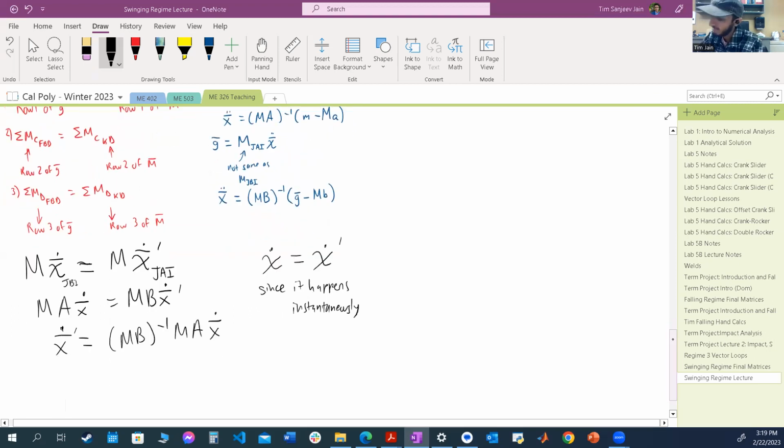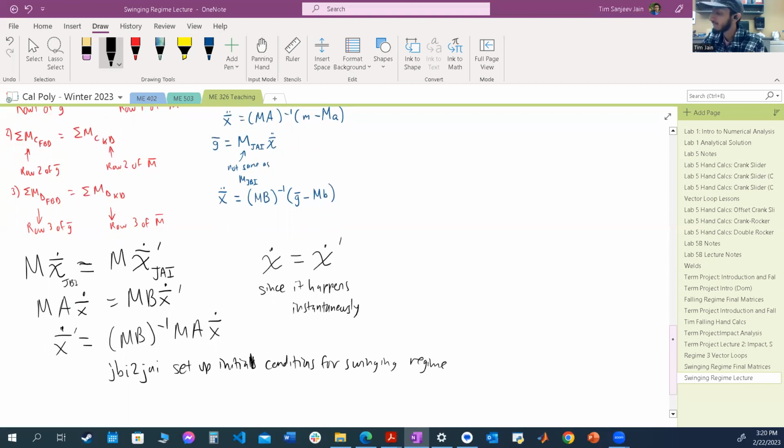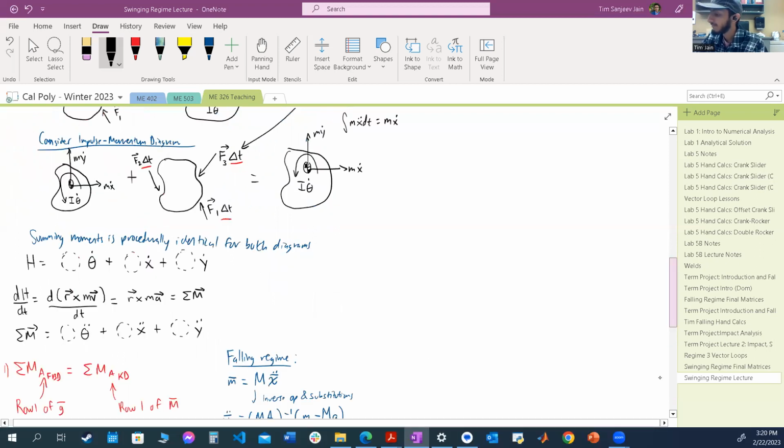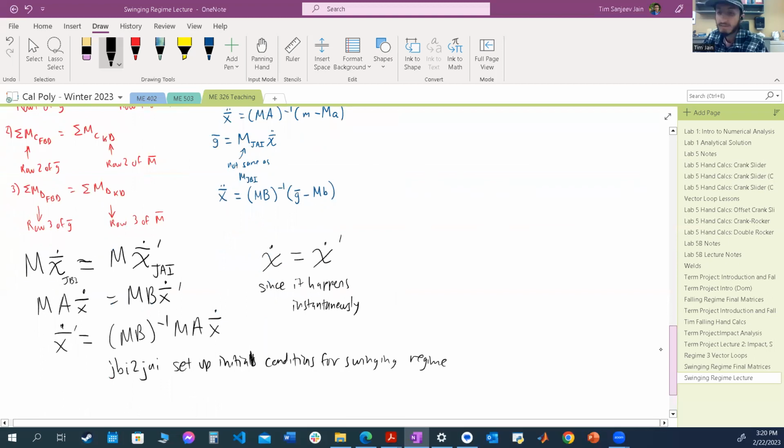Okay, so this JBI to JAI methodology is going to set up initial conditions for the swinging regime. But in order to get initial conditions for the swinging regime, you need to do the hand calcs for the swinging regime. So we need to do these hand calcs before we can start putting things into code.